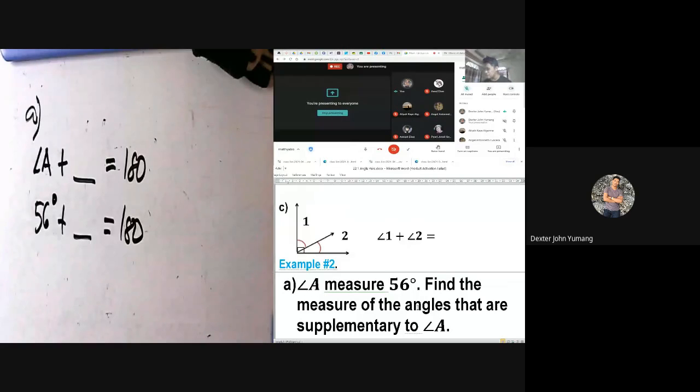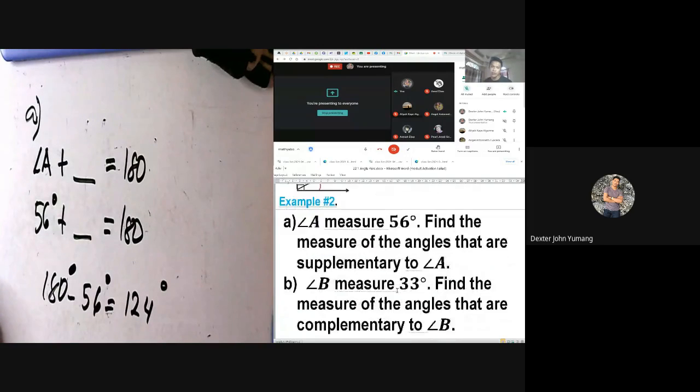In this case, di ba meron tayong 56 as our given? And we don't know the second angle. Pero dapat daw, ang sagot 180. So, 180 minus 56. And the answer is 124. So, in this case, we subtract that one. 124 degrees is the answer for letter A. Okay, please copy the solution on the whiteboard. Then we will proceed now to letter B.